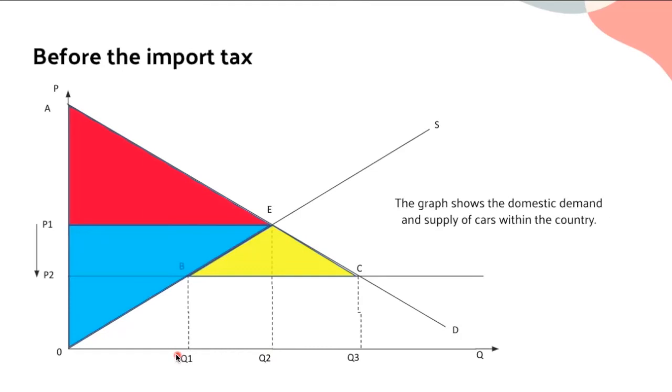International trade increased domestic welfare, which is the yellow triangle area. The welfare increase is a portion of the consumer surplus, causing the consumer surplus to increase to the ACP2 area. But the producer surplus is reduced to the area 0, P2 and B.